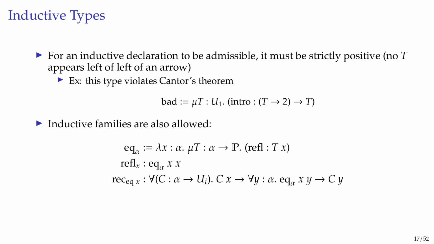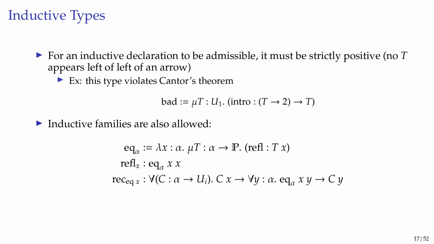Okay, so yeah, there are some rules on these inductive declarations to be sort of admissible. One of the more interesting ones is that it has to be strictly positive, and the short way to say that is that no t appears on the left side of an arrow. And so an example of this would be if I had t arrows 2, where 2 is like bool, to t, then the recursion principle for this type would imply a violation of Cantor's theorem, as you can prove that this type cannot exist. Or conversely, if you were to add this as an admissible inductive type, then you would get a contradiction.